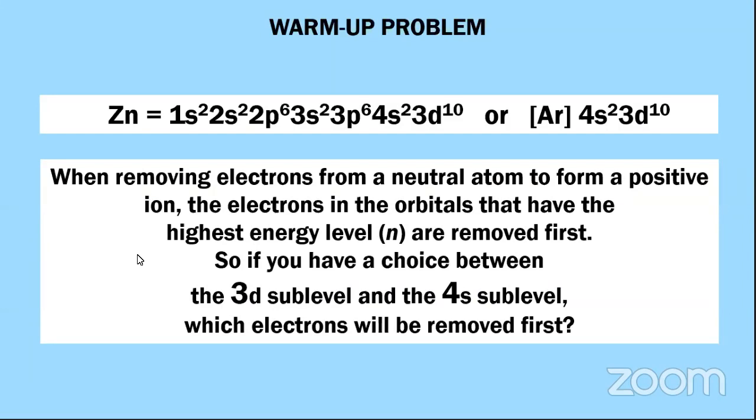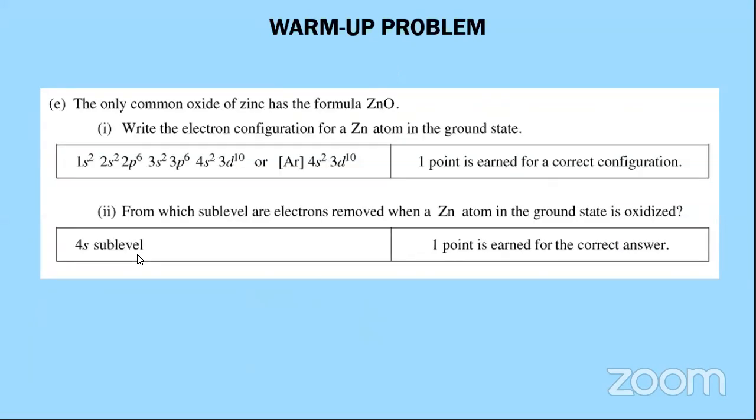So if you have a choice between 3d and 4s, which electrons should be removed first? And the answer is 4s. You should definitely remove the electrons from the 4s sublevel. So therefore, in this case, if you have a choice between 3d and 4s, you go with the highest energy level. So this is the scoring guidelines, the official answer.